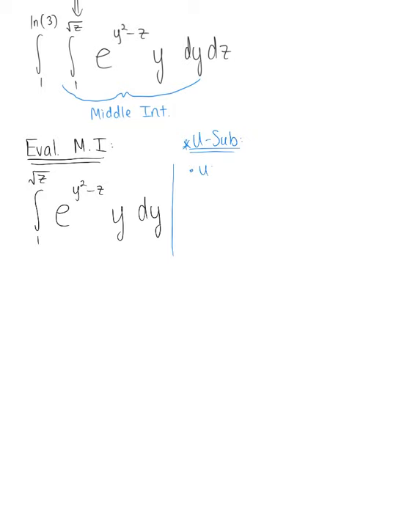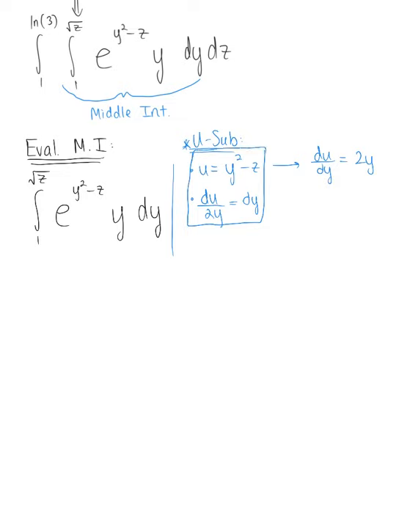I'm going to let u be y squared minus z. Differentiating with respect to y, I have du dy equal to 2y, and z goes to 0. Then solving for dy, we are left with du divided by 2y equal to dy.